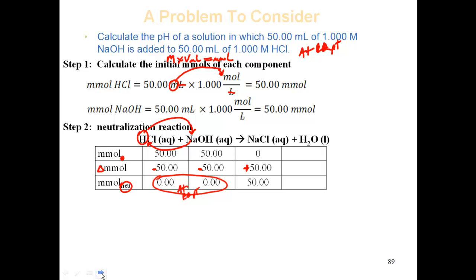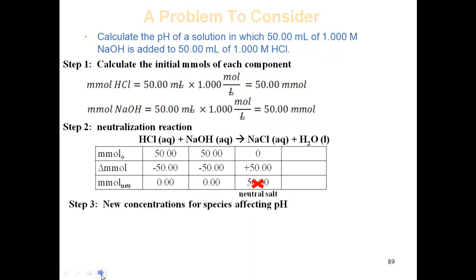Next step is the new concentrations of the species affecting pH. Well, naturally, HCl and sodium hydroxide cannot affect it because I have none of it. So the only thing that can affect this is the sodium chloride. So let's look at sodium chloride. What kind of species is that? Well, it's a salt, a soluble salt. What kind of acidity, though? Is it an acid, base, or a neutral salt?